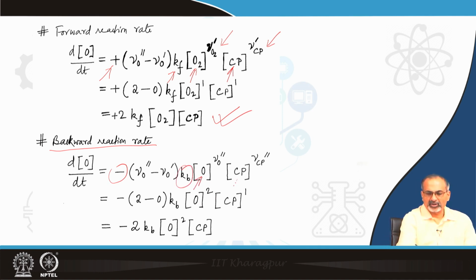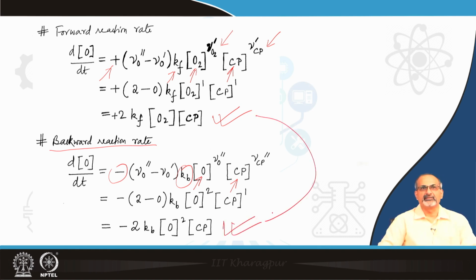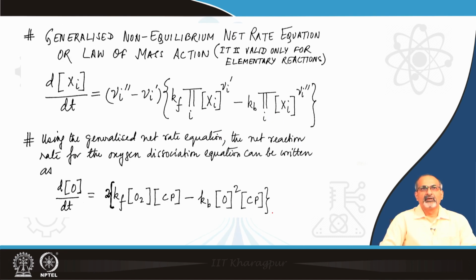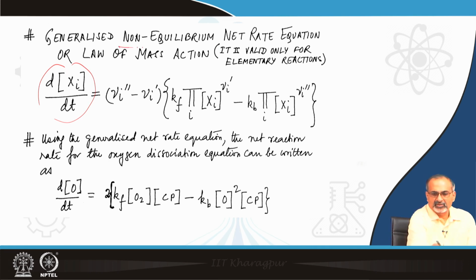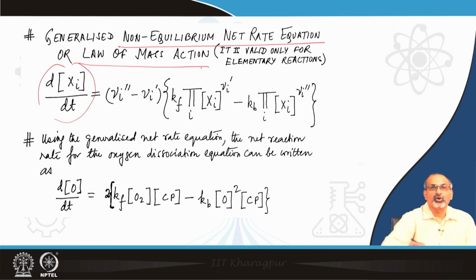You have to take the products and raise them to suitable indices coming from the stoichiometric mole numbers of the products, and consequently the final expressions come out like this, from where again the net rate equation can be derived, because you take a difference between the forward and the backward rates, and you ultimately end up getting a net rate, and that is the non-equilibrium net rate equation or law of mass action, again valid only for elementary reactions.